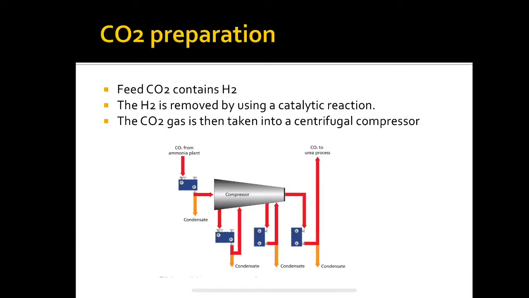In the CO2 preparation section, it is known that the CO2 feed contains hydrogen. The hydrogen is removed by using a catalytic reaction. The CO2 gas is then taken into a centrifugal compressor.